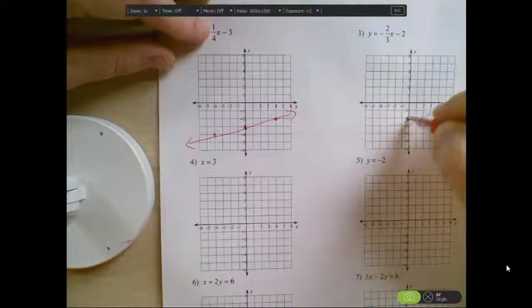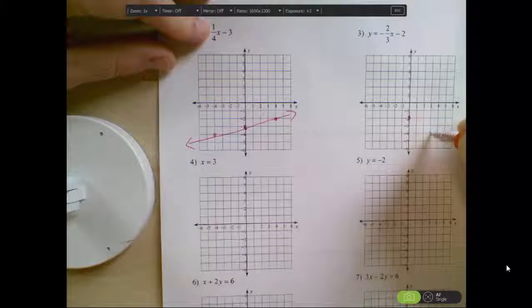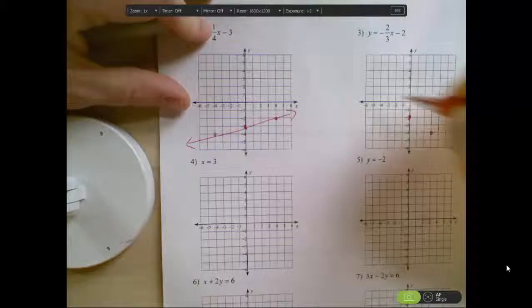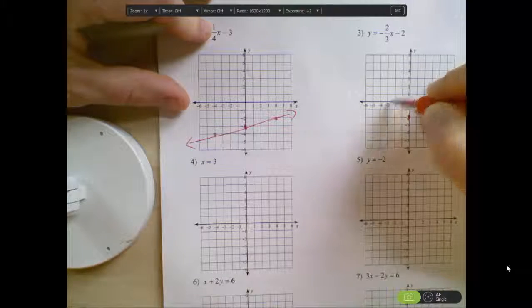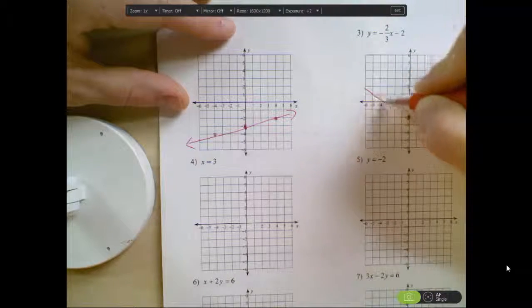Here I start at negative 2, I go down 2 over 3. Again, I do have room to do it again. 1, 2, 1, 2, 3. I'm going to do it just for good measure. Up and to the left.